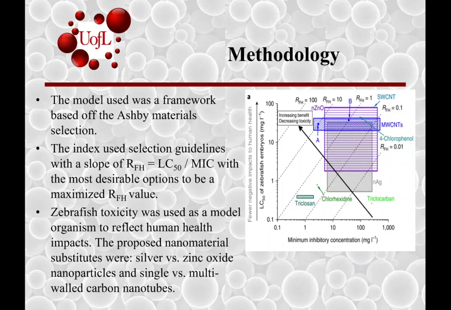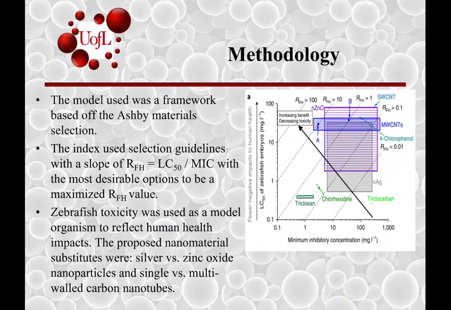So the methodology behind this framework was mainly based off of the Ashby Material Selection Index. And for this research article, they used an index with a slope of R sub FH with that ratio there, where LC sub 50 is defined as the concentration of a material that is lethal to 50% of a population. And the MIC stands for minimum inhibitory concentration.